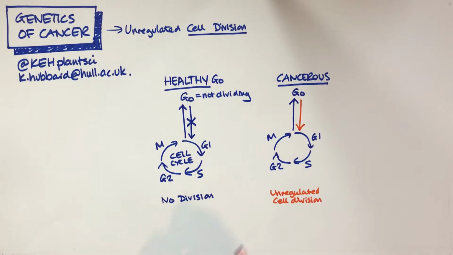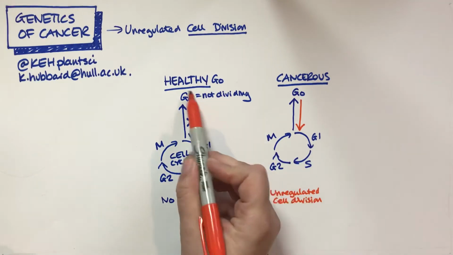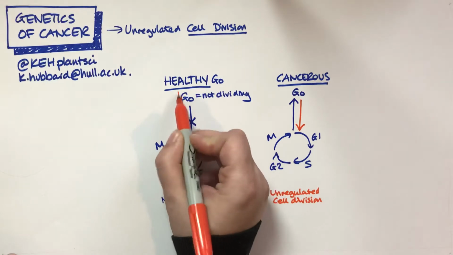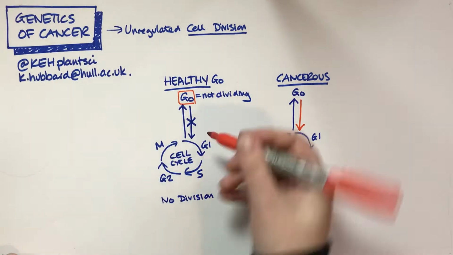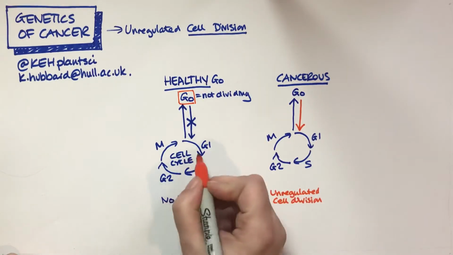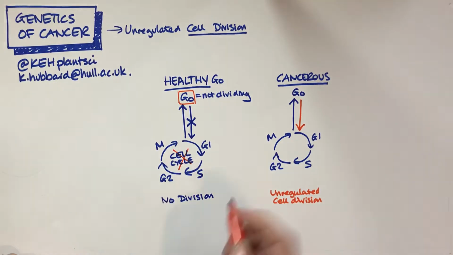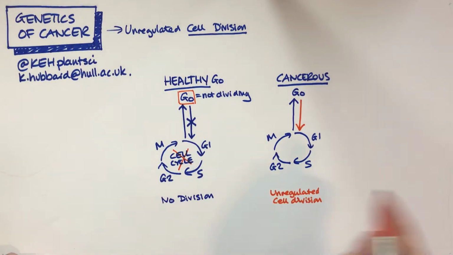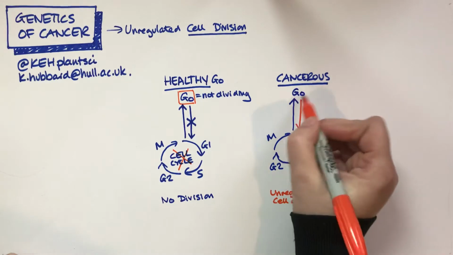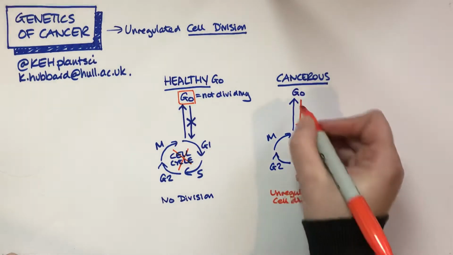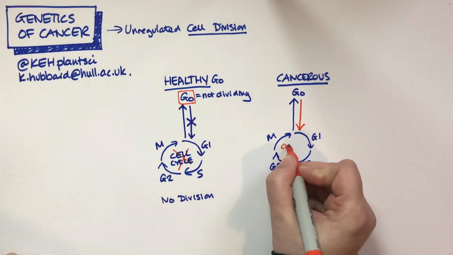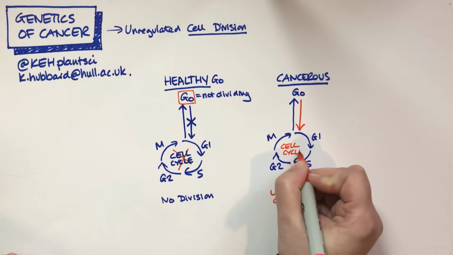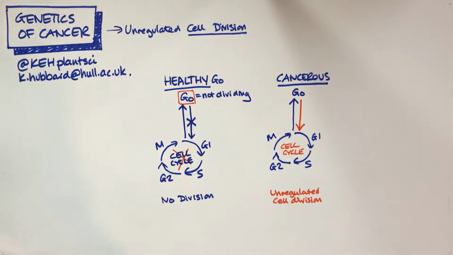So in the healthy cells, in your skin or in your liver or whatever, most of your cells will be G0 cells, so they're not dividing. You're not going into the cell cycle, so actually this bit isn't happening. You're in the G0 state. Whereas in a cancerous cell, your G0 cells have decided that they are going to go into the cell cycle, so the cell cycle starts when it shouldn't, and that's what gives you cancer.